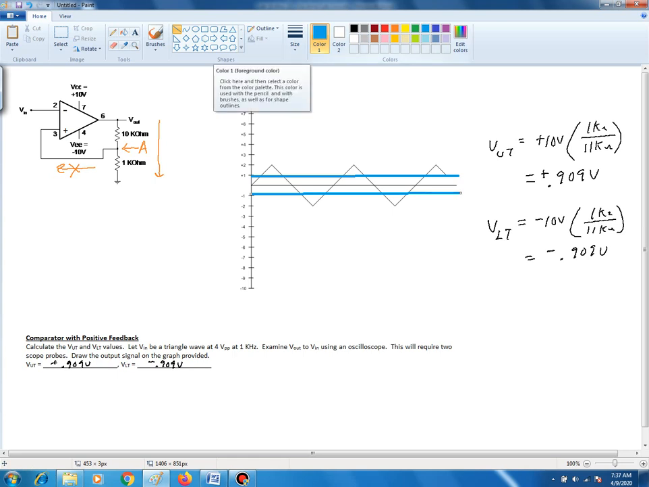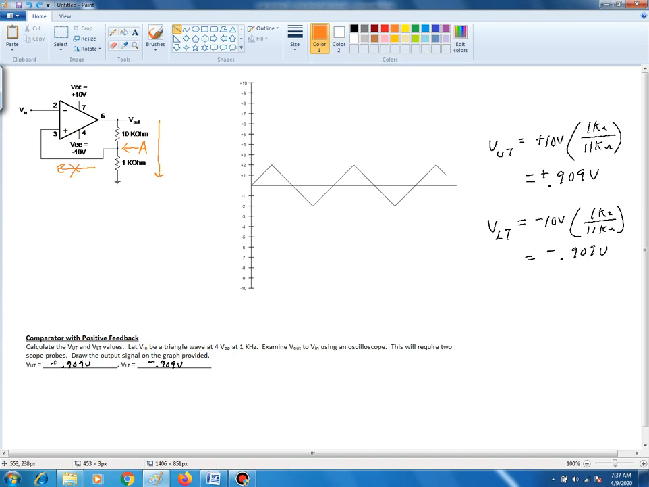Now the easiest for me would have been really just to put down dots for the crossing points. Now what I'm going to do is show you what I mean by that. I know that I'm going to have a change whenever my input, the triangle wave, which is the signal at Vn, reaches positive 0.9 volts and negative 0.9 volts. So I can just indicate that with a dot. So I know that I'm going to have a change right here.